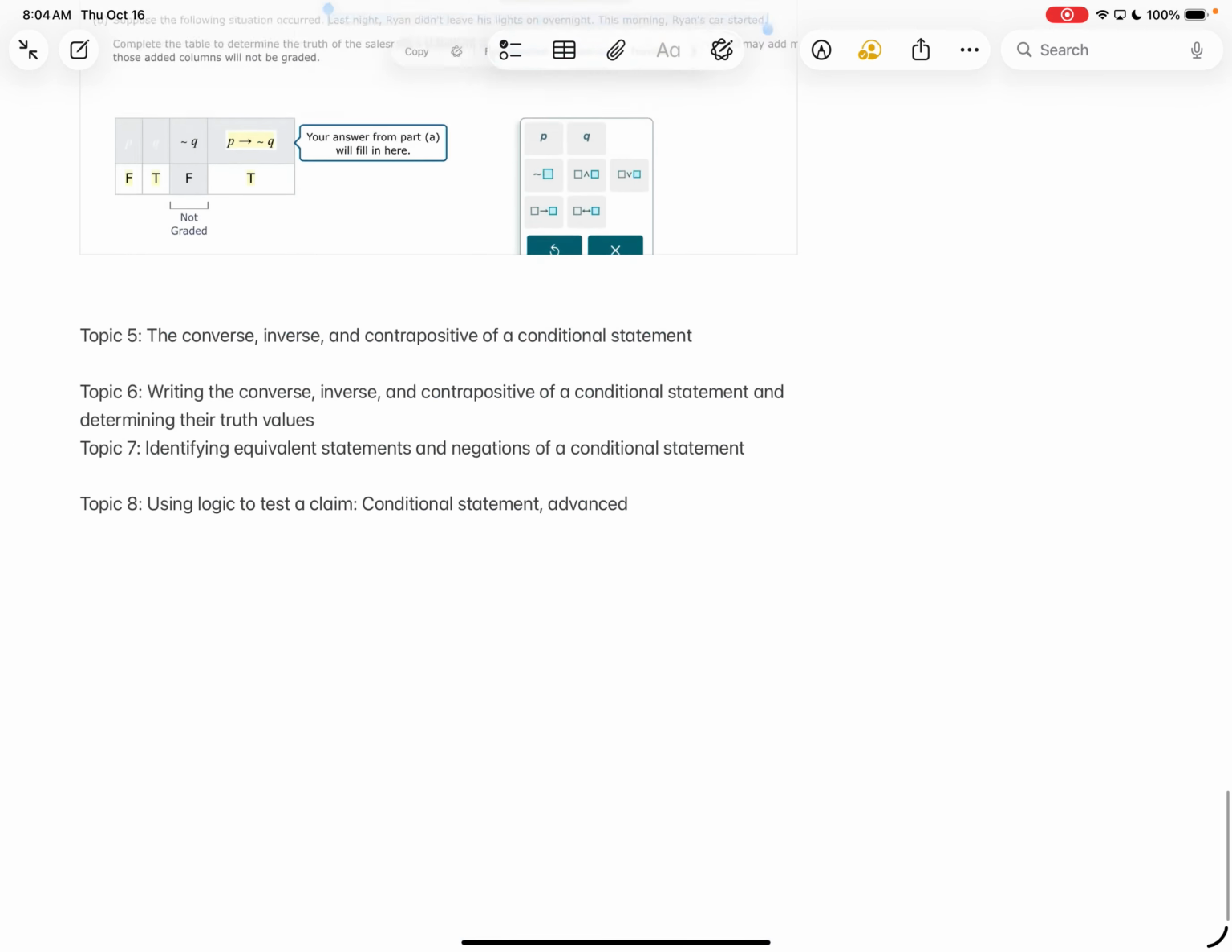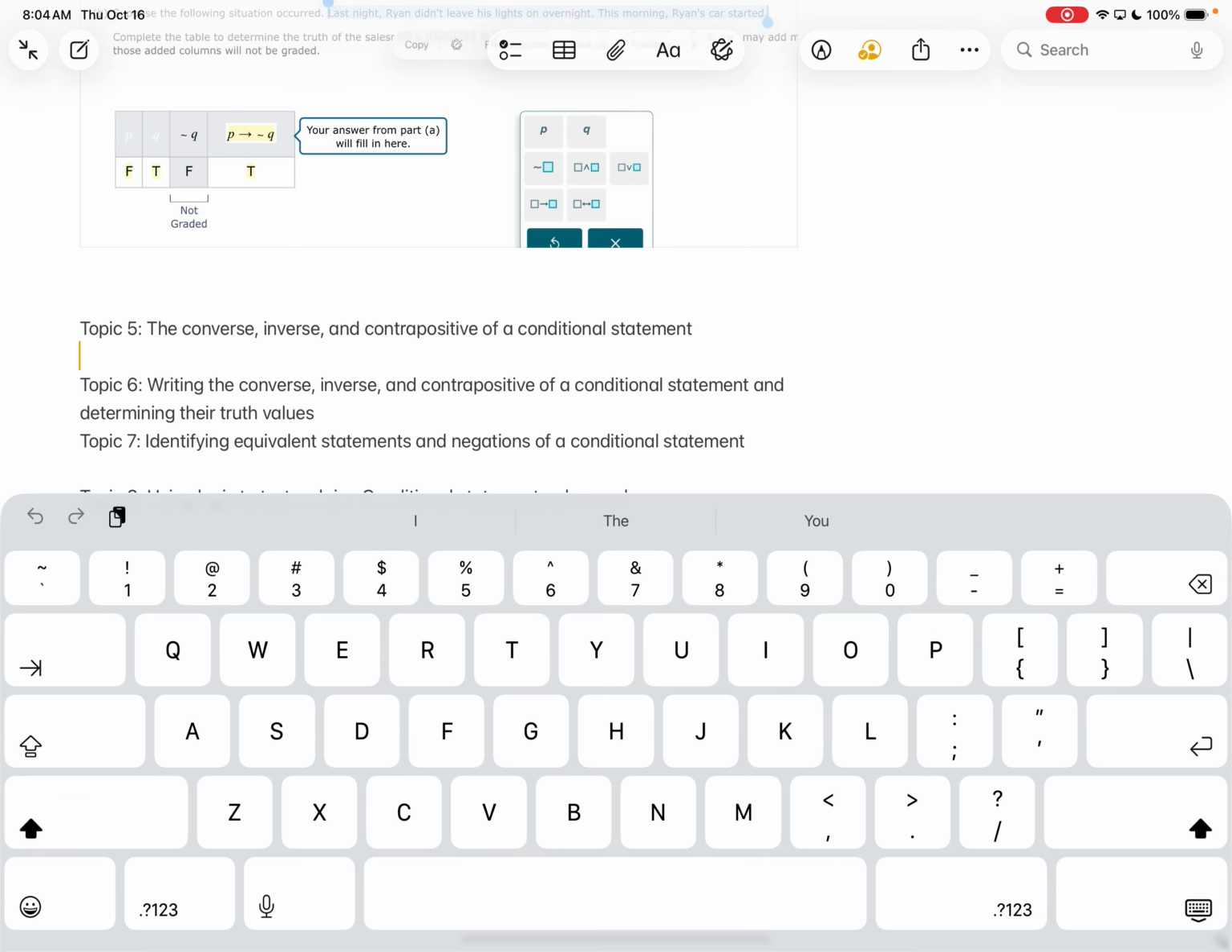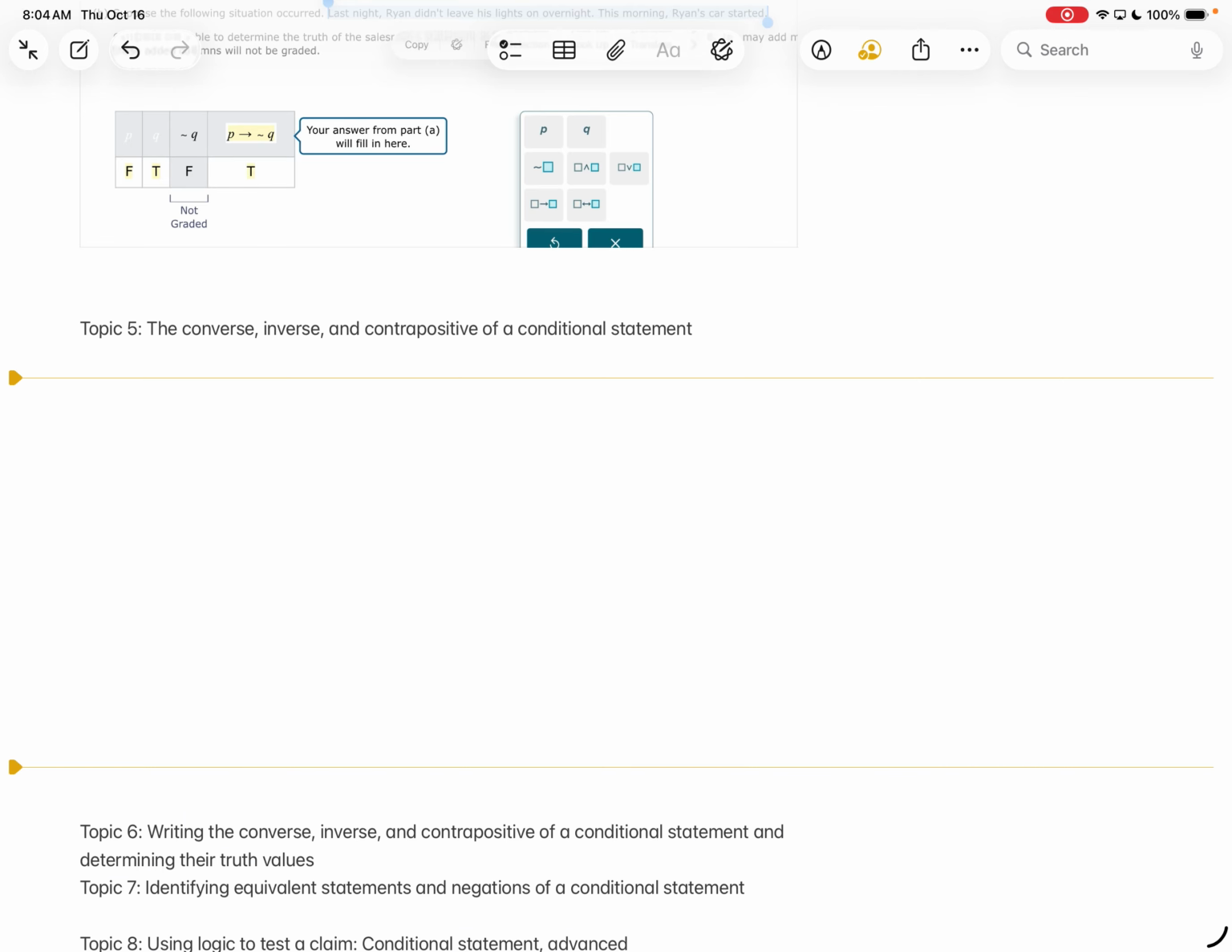So finishing up conditional statements, like I said, we just have these four topics. They're mainly this idea right here. So you have these different types of statements.